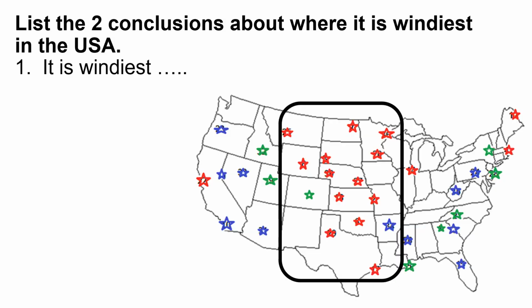So once again, in summary, the middle part of our country, the Midwest, is where it is windiest because it's very flat with nothing to block the wind, and there's always different temperatures that cause different pressures because we're so far away from the ocean. So the first of our two big conclusions about where is it windiest in the United States, first of all, it is windy in the Midwest. That's what we call the middle part of our country.